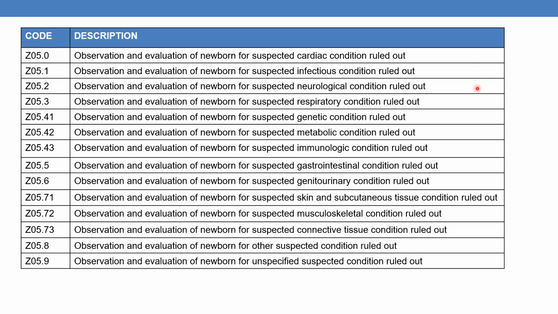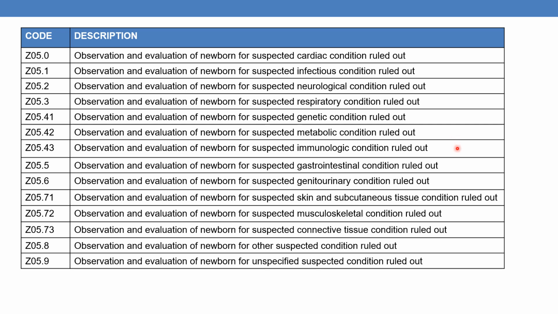The next is Z05.2. Observation and evaluation of newborn for suspected neurological condition ruled out. The next is Z05.3. Observation and evaluation of newborn for suspected respiratory condition ruled out. The next is Z05.41. Observation and evaluation of newborn for suspected genetic condition ruled out. The next is Z05.42. Observation and evaluation of newborn for suspected metabolic condition ruled out.